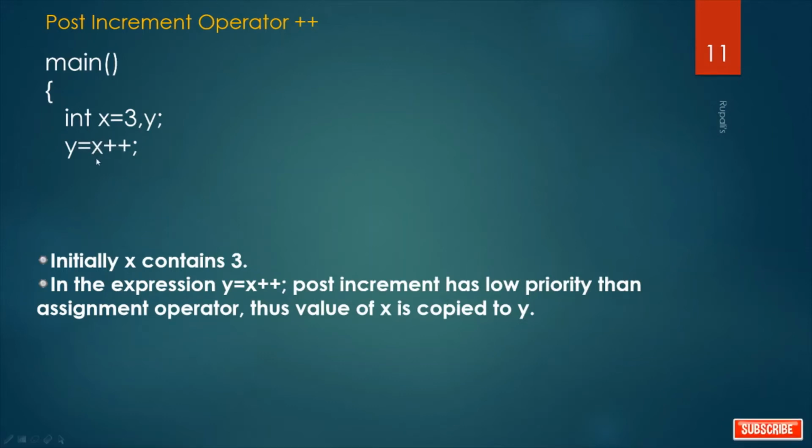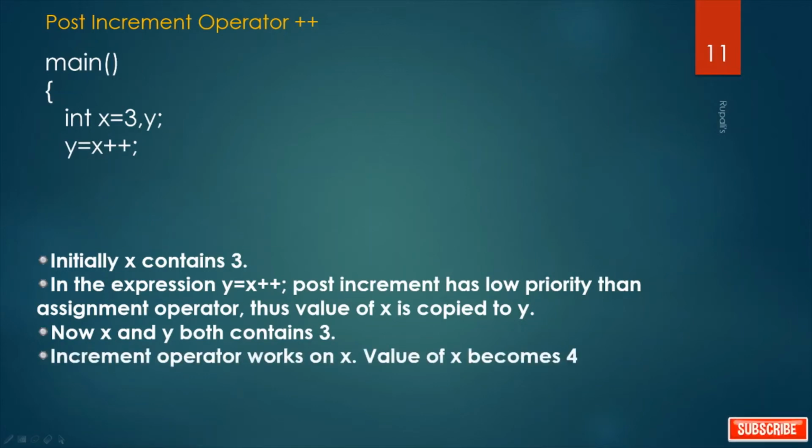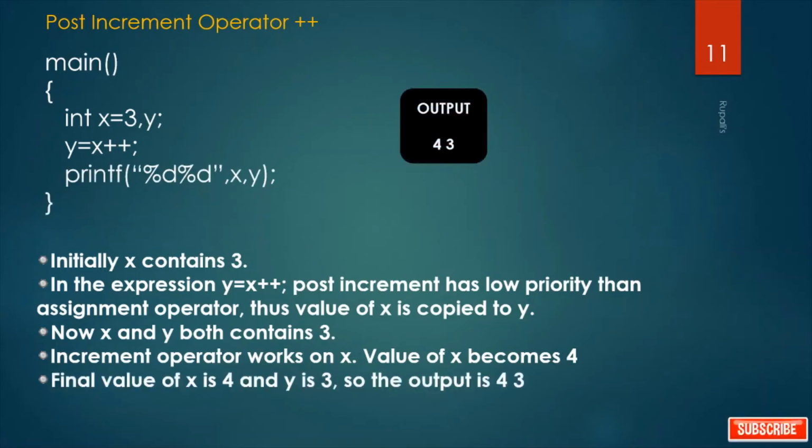So first the value of x will be copied to y, then the value of x will be incremented. I repeat, because the post-increment operator has lower priority than the assignment operator, first the value of x is copied to y, then x is incremented. After copying, both x and y contain 3. Now the increment operator works on x, so the value of x becomes 4. When I print x and y, it becomes 4 and 3.